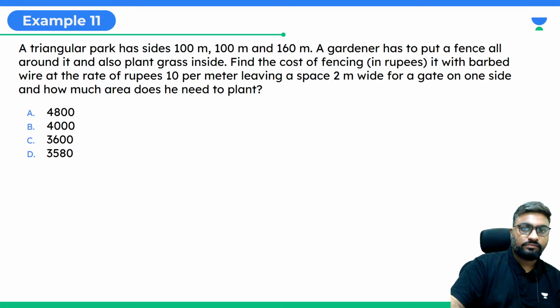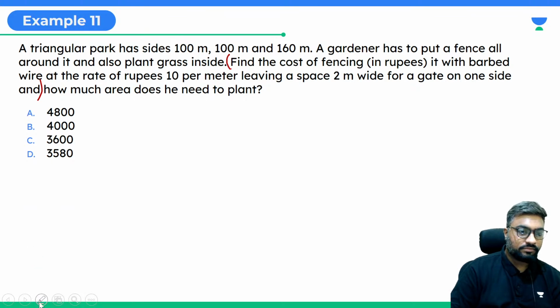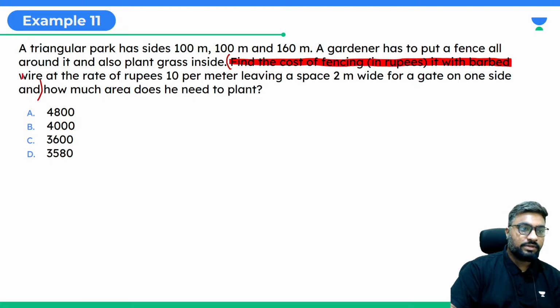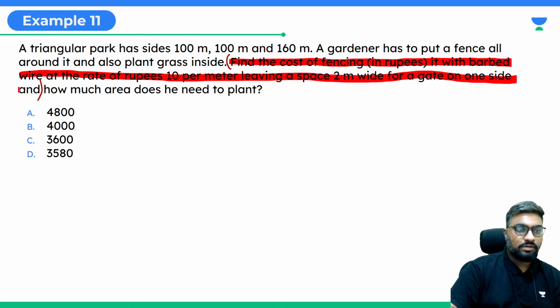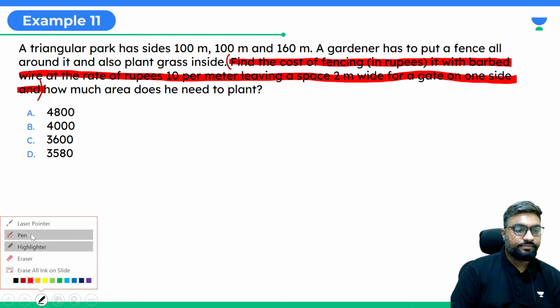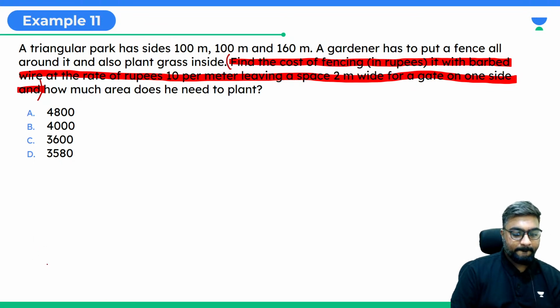Okay, let's do one thing with this question. We can eliminate this. This is not the question, okay? We just have to find out the area. Forget this part. Leave this part, guys. It becomes too easy. Just find out the area. Find out the area, guys.